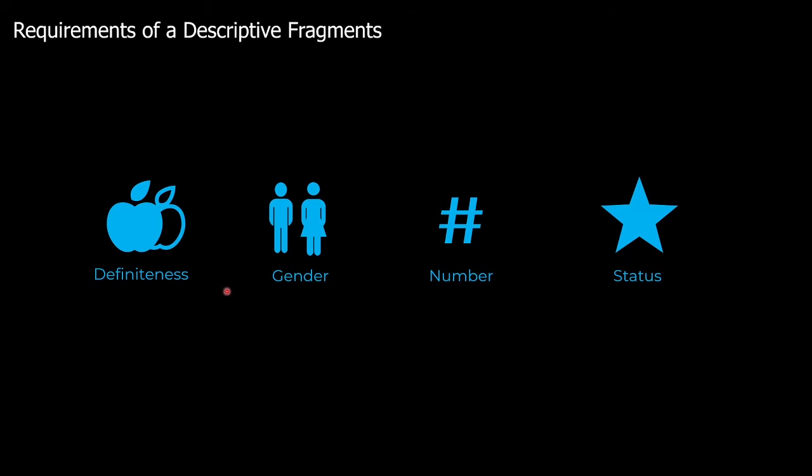Now, for it to be a descriptive fragment, the two isms must match in all four properties. This means that both the mawsuf and the sifa must match in definiteness, in gender, in number, and in status. If any of them don't match, then it won't be considered a descriptive fragment.